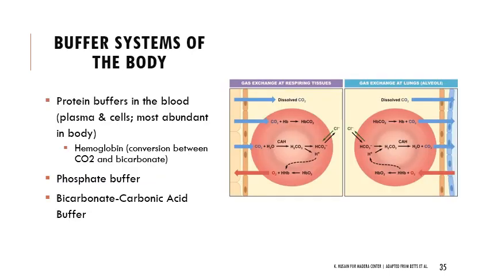The specific buffering systems of the body include protein buffers in the blood, so in blood plasma and blood cells, and this is the most abundant buffer system in the body. This includes hemoglobin, a very important blood protein, which is important for the conversion between carbon dioxide and bicarbonate. There's also the phosphate buffer system and the bicarbonate carbonic acid buffer system.